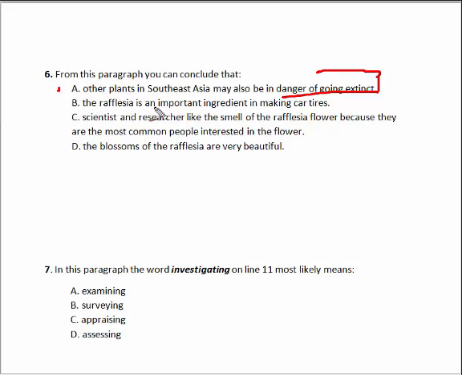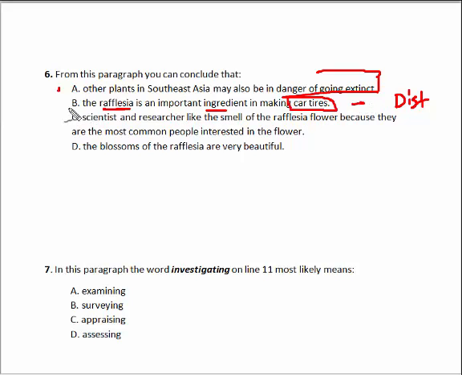B, it says Rafflesia is an important ingredient in making car tires. This answer is called a distortion, kids. A distortion will take all of the words that we've seen in the paragraph and they'll twist them around. So we do say Rafflesia in the passage and we do say car tires, but they twist them around. They said in the passage the Rafflesia has blossoms as large as a car tire, but it never says it was an ingredient, so that's a distortion.